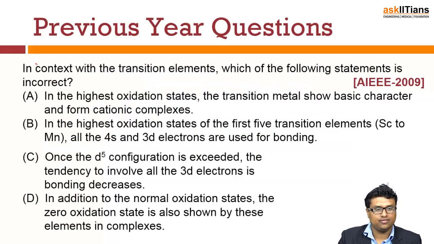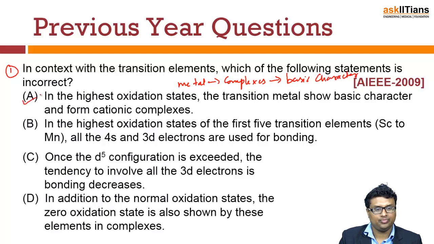So previous year questions. The first question, in context with the transition elements, which of the following statements is incorrect? First, in the highest oxidation states, the transition metal shows basic character and forms cationic complexes. Yes, we have seen that as the oxidation state increases, the given metal forms complexes, right? And also when the oxidation state increases, their basic character also comes into the picture.